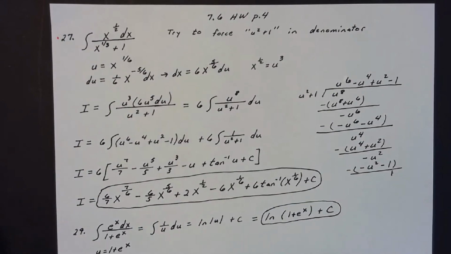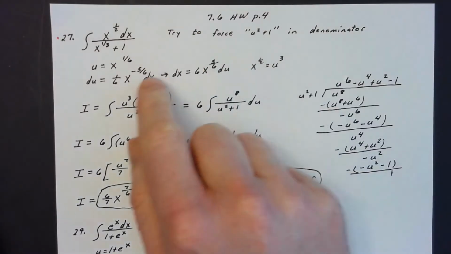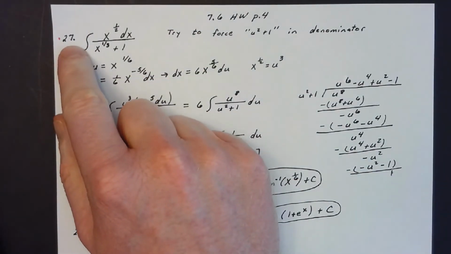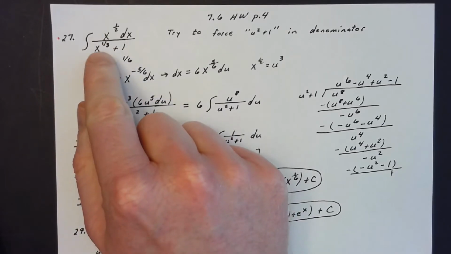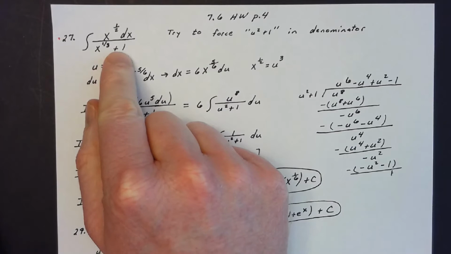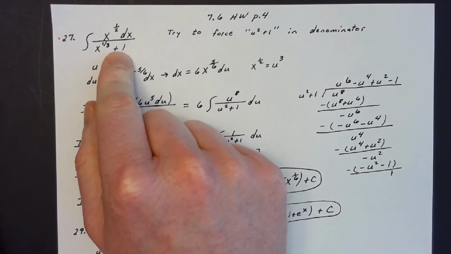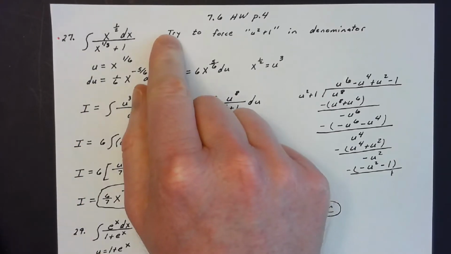Looking at some other problems here in our integration strategies section, I think you'll find number 27 to be an important type of problem to understand. Notice we have x to the 1/2 over x to the 1/3 plus 1. There's a trick to this one, and it's difficult to see in the first step.